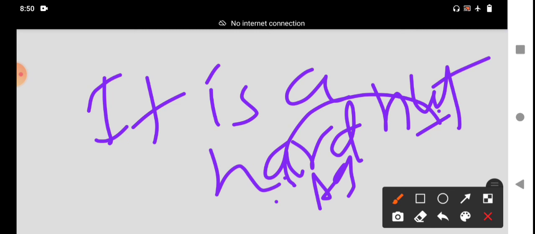It is hard work. I am doing hard work. Work is a noun, hard is an adjective. That word hard describes or tells something extra about the noun, so it is an adjective. But when it modifies the verb, it is an adverb.